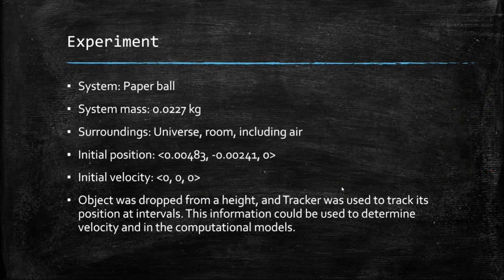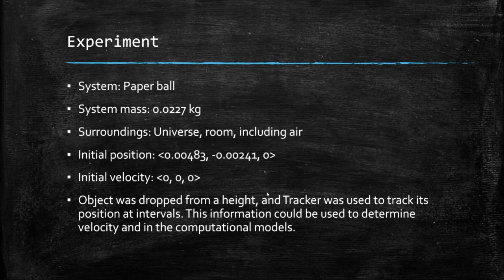The system in this experiment was a paper ball whose mass was 0.0227 kilograms. The surroundings are literally everything else in the universe, including the room that the experiment took place in, and the air surrounding the ball. Here's the initial position of the ball according to the coordinate system we used in Tracker, and the object was dropped from rest, so the initial velocity is 0.